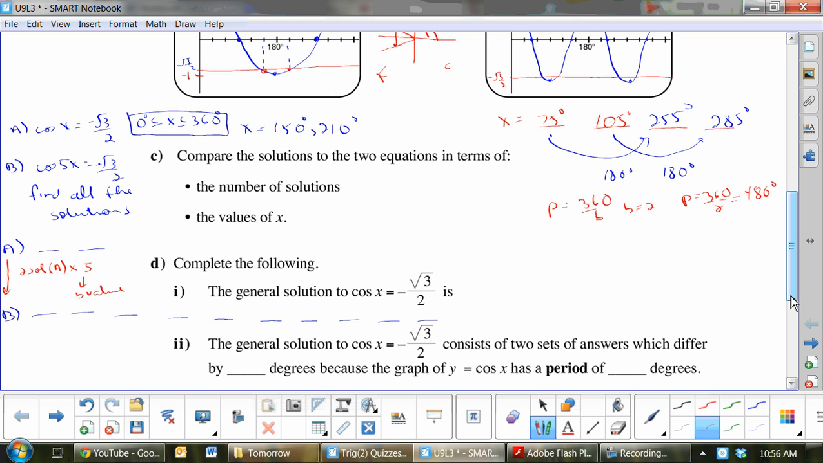Now, we already know that the solutions were 150 and 210 for that one. What would be my first two solutions for cos 5x? Very good.